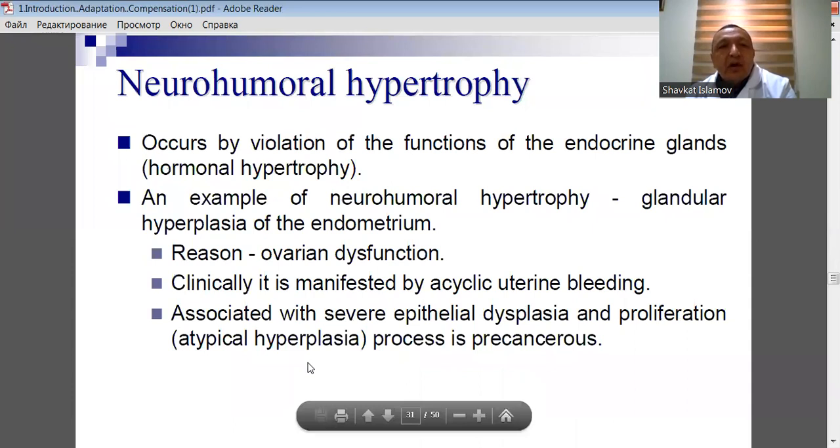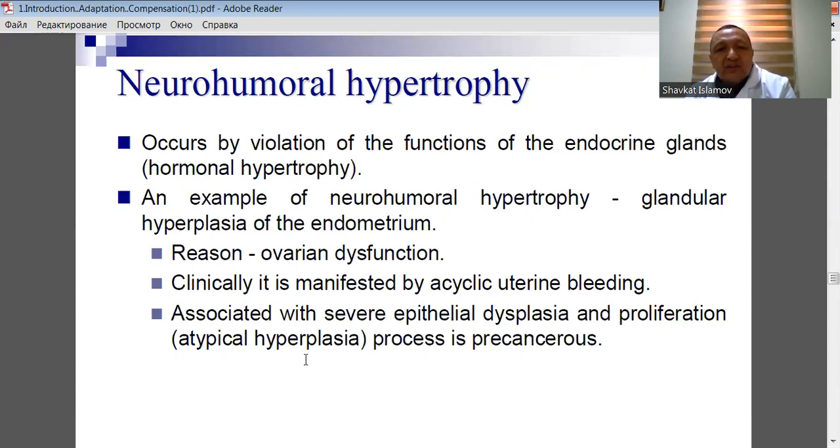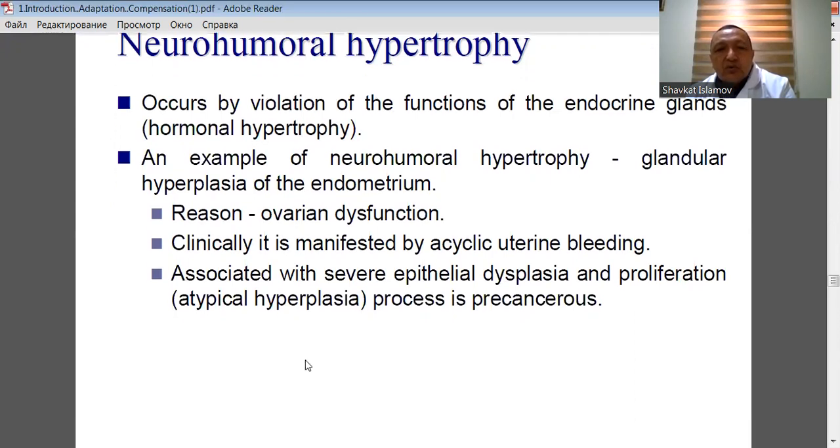Neurohumoral hypertrophy occurs by violation of the function of the endocrine glands. An example of neurohumoral hypertrophy is ovarian dysfunction, clinically manifested by acyclic uterine bleeding, associated with severe epithelial dysplasia, and the proliferation process is precancerous.